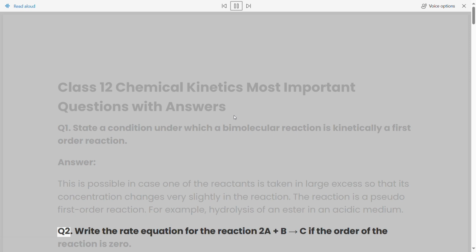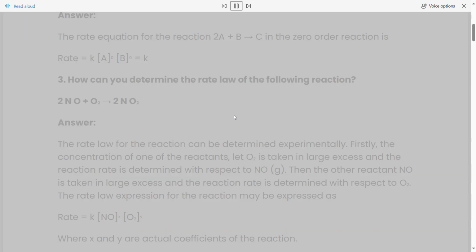Q2. Write the rate equation for the reaction A plus B to C if the order of the reaction is 0. Answer. The rate equation for the reaction A plus B to C in the zero-order reaction is rate = k[A]^0[B]^0 = k.